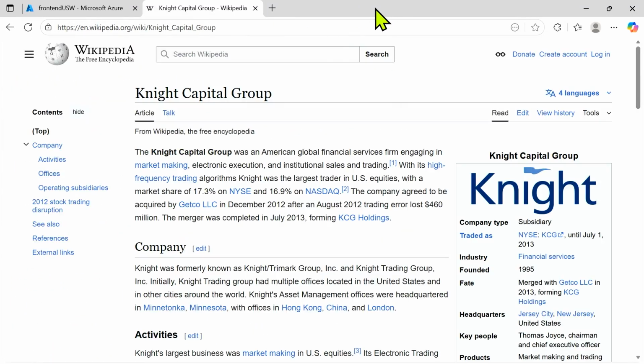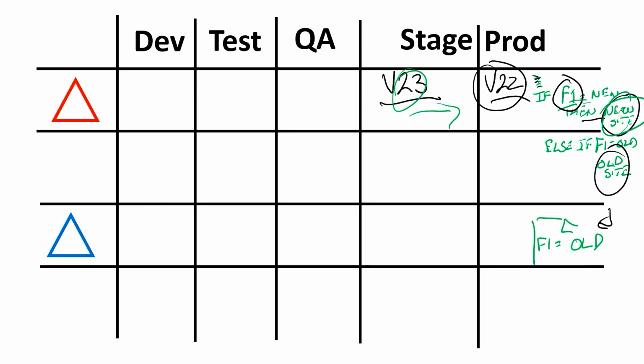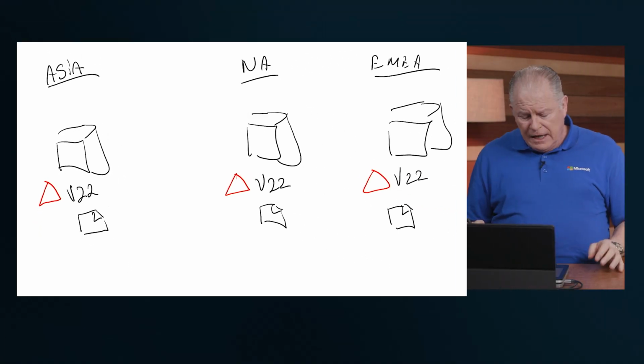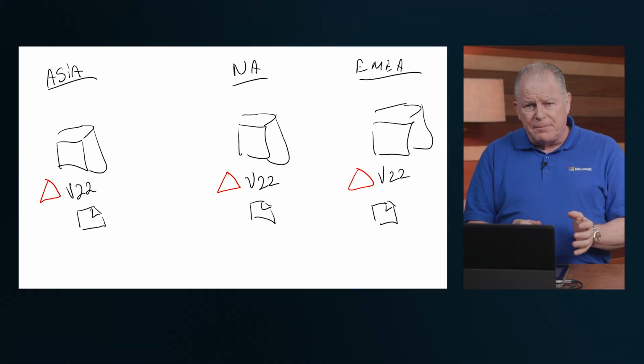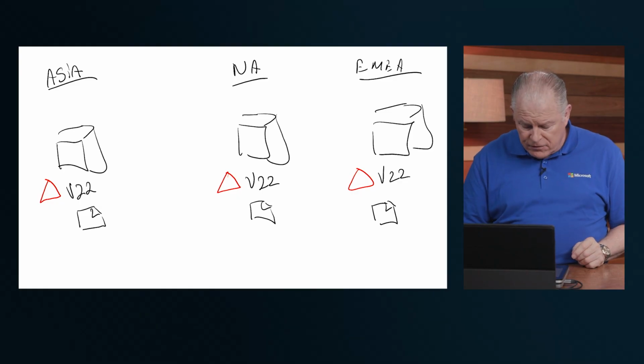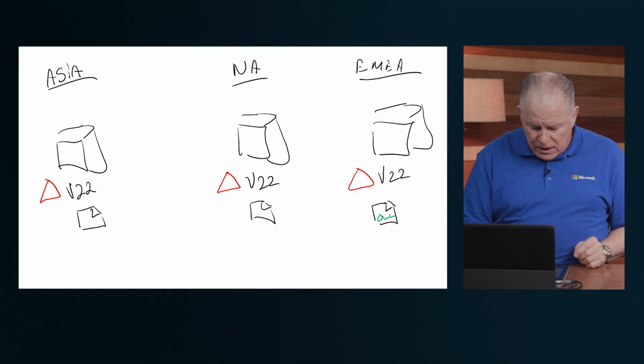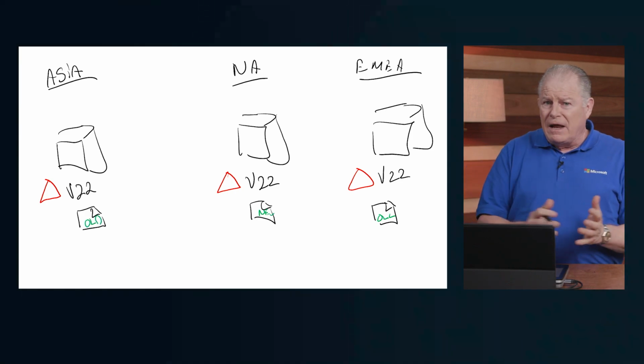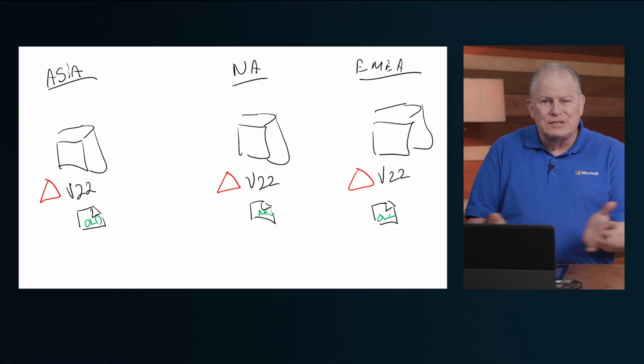Now, what they had done is they had used feature flags, similar to what I've talked about here, and they had deployed this application across a large number of servers. I've given an example of maybe it's a geographically deployed application. I've got something in Asia, something in North America, and something in EMEA. And so I've got V22 of my application that has that feature flag, and I've got the flag set to old on one, set to new on another, and set to old on a third.